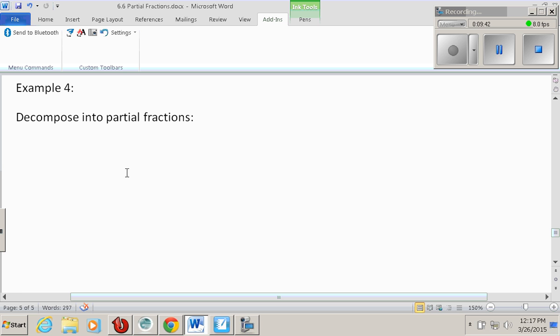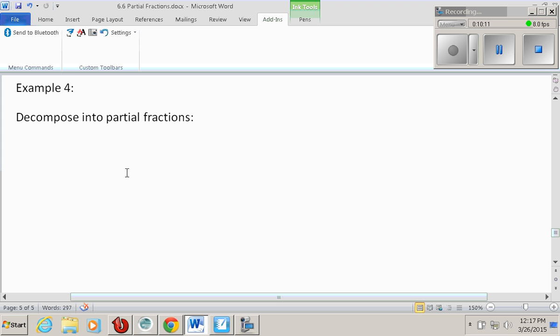And example 4, this will be our last example for this lesson. And what we are going to show you in this lesson is a way systems of equations can be used to decompose rational expressions. So we're going to look at the same exact example from example 2 from yesterday and incorporate systems of equations.